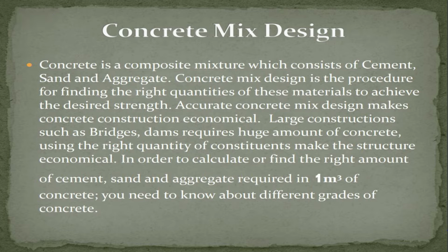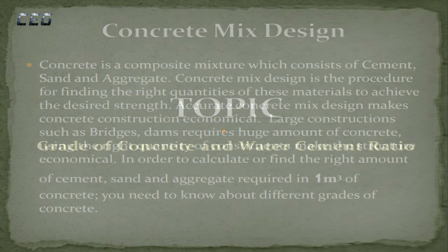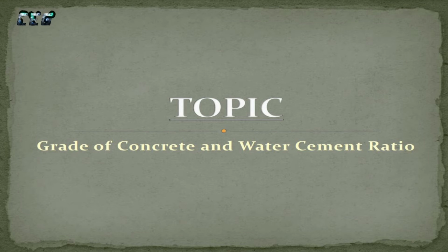Large constructions such as bridges and dams require a huge amount of concrete. Using the right quantity of constituents makes the structure economical. In order to calculate or find the right amount of cement, sand, and aggregate required in 1 meter cube of concrete, you need to know about different grades of concrete. Now move towards our main topic, grade of concrete and water-cement ratio.